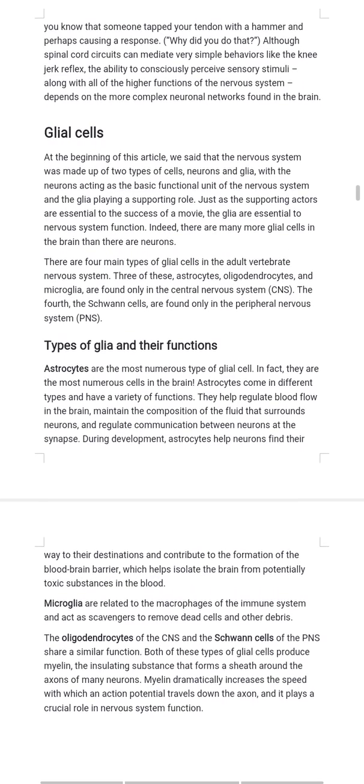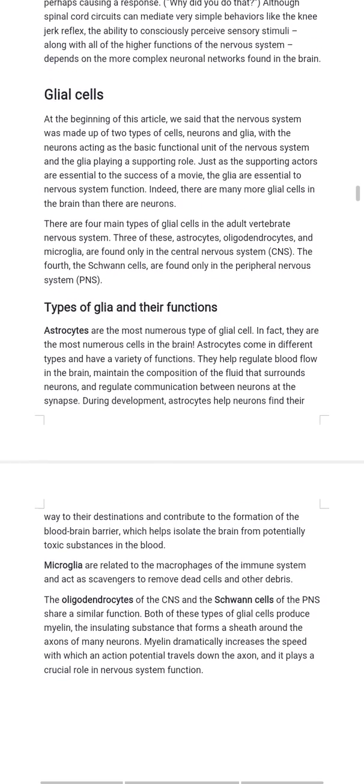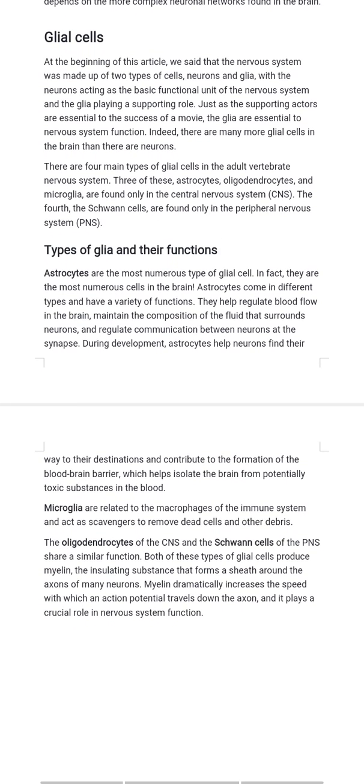Astrocytes are the most numerous type of glial cells. In fact, they are the most numerous cells in the brain. Astrocytes come in different types and have a variety of functions. These help regulate blood flow in the brain, maintain the composition of fluid that surrounds neurons, and regulate communication between neurons at the synapse.